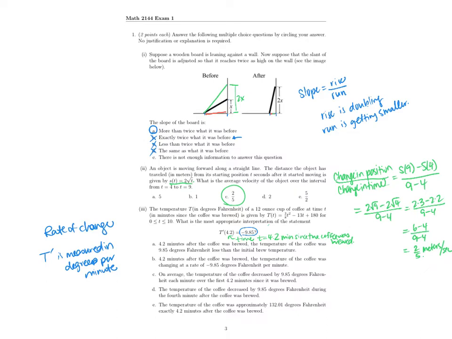And so does it make sense that my rate of change in degrees per minute would be negative here? Well, what's happening to the cup of coffee? It's cooling down, right? So this is in degrees per minute. That's my rate of change. That's telling me how fast the coffee is cooling down. So it's cooling down 9.85 degrees for each minute. Okay, so now let's look at our options and see which one matches what we know.